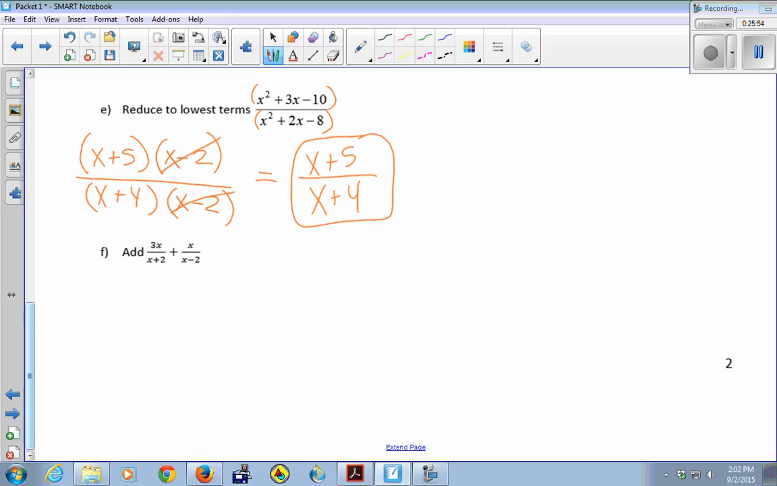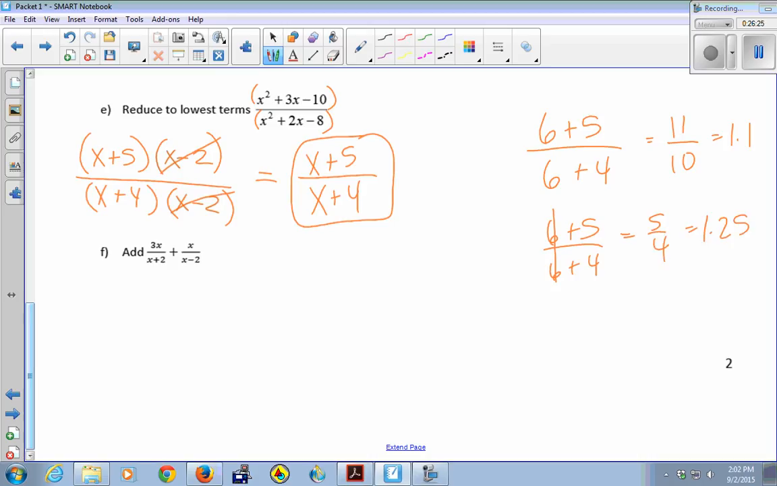What if I had 6 plus 5 over 6 plus 4? If I do the order of operations, I'm supposed to add everything before I can divide. So this would be 11 over 10 or 1.1, right? But for some people, it would be tempting to cancel the 6's, right? And you'd be left with 5 over 4, which is 1.25, right?